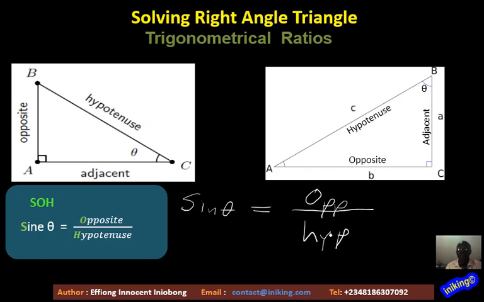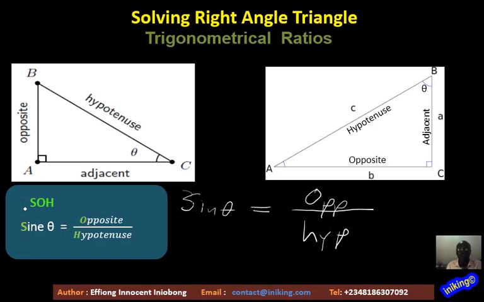Now this also implies that trigonometrical ratios in this form cannot be used except it is a right angle triangle, because we must have a side that is hypotenuse. If the triangle is not a right angle triangle, then there will be no side called hypotenuse, and the idea of opposite and adjacent will be of no use. So here we can see that sine of the angle theta is opposite over hypotenuse.